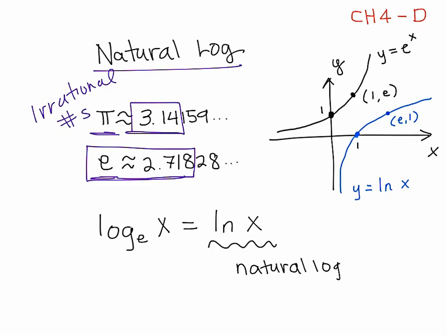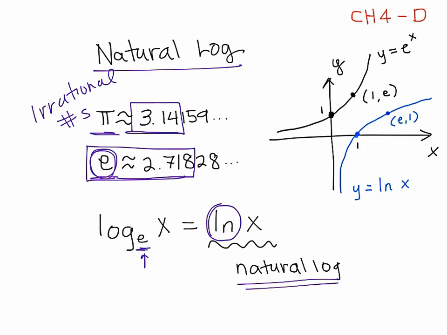e is a very special number because when we use the log base e, when we use e as a base, log base e is the same as ln. So log base e of x is the same as ln of x, which is called a natural log. So whenever we have a log with the base of e, these are called natural logs.